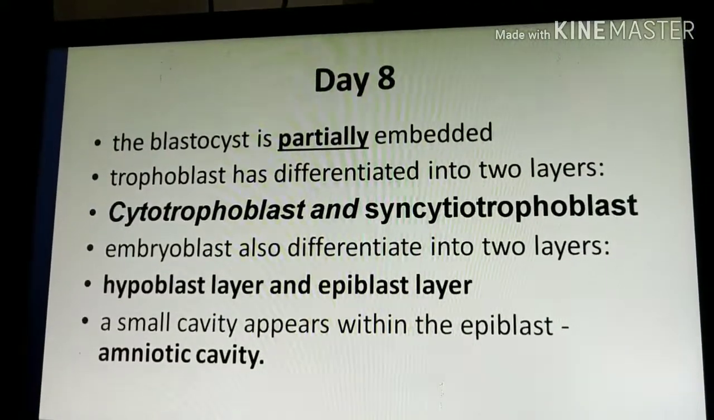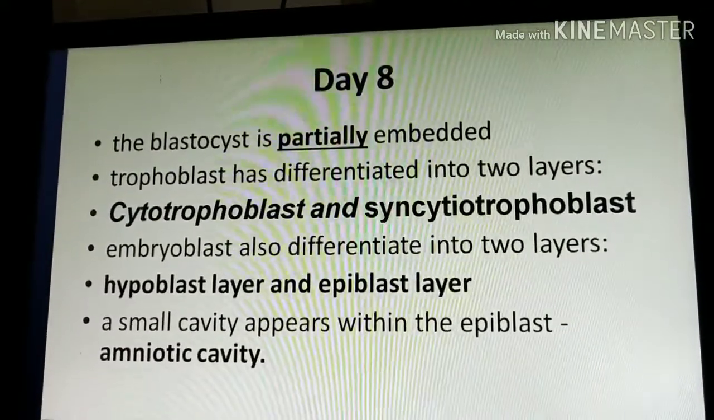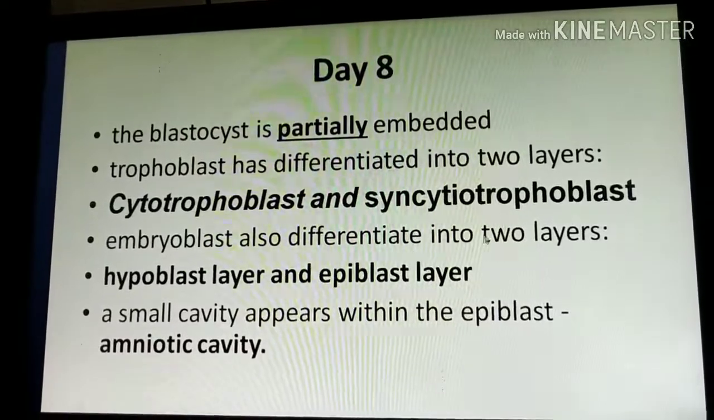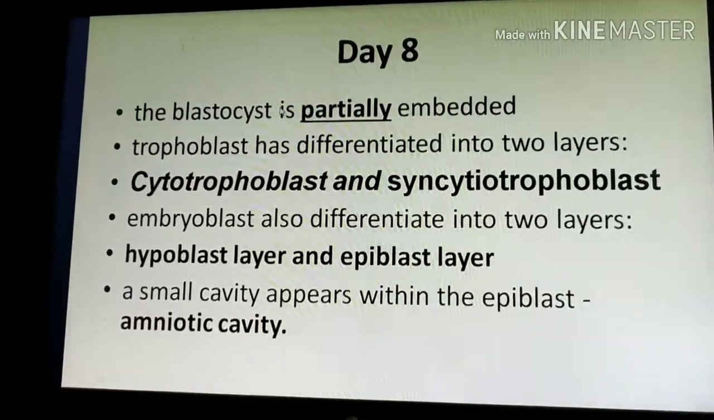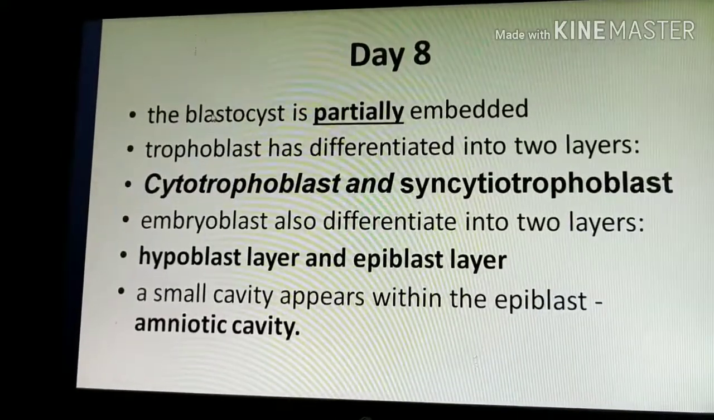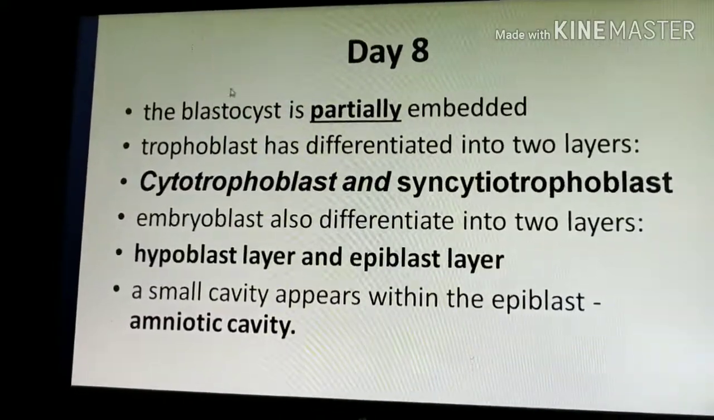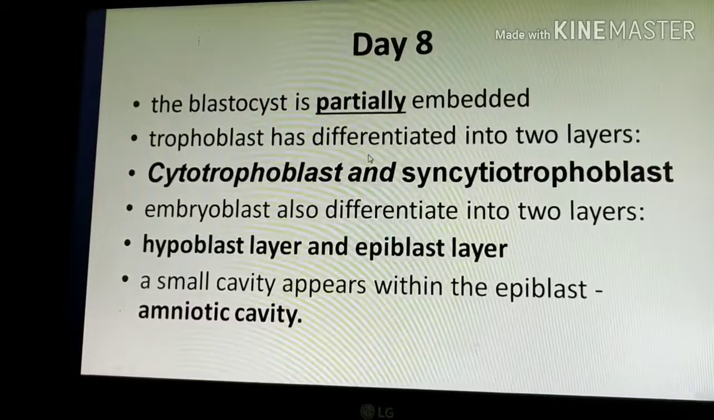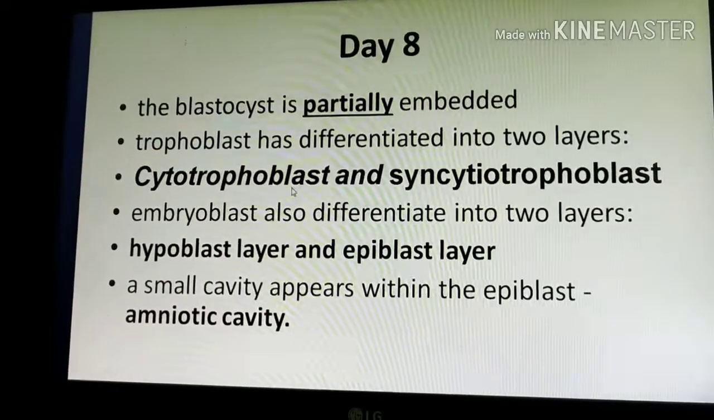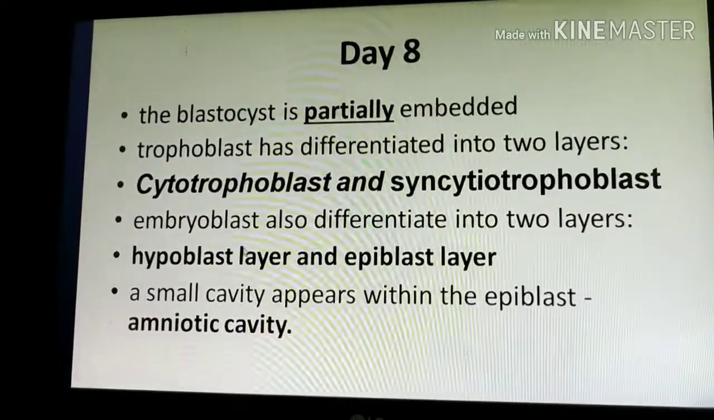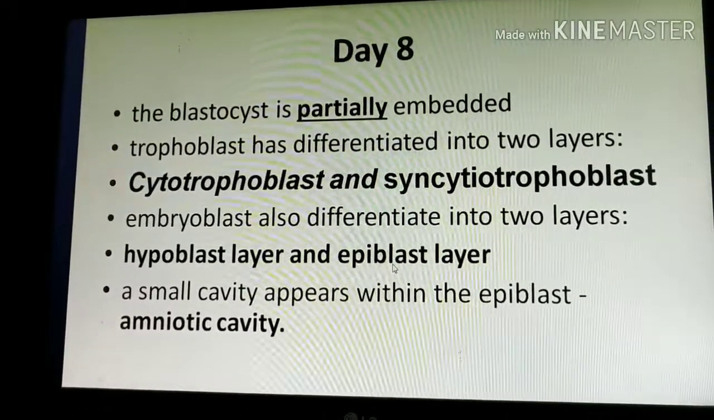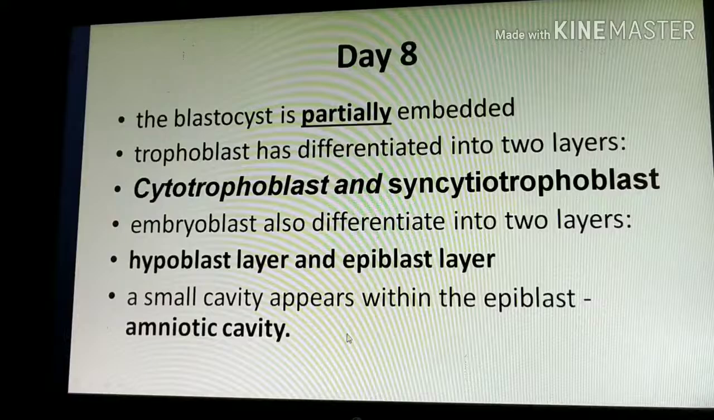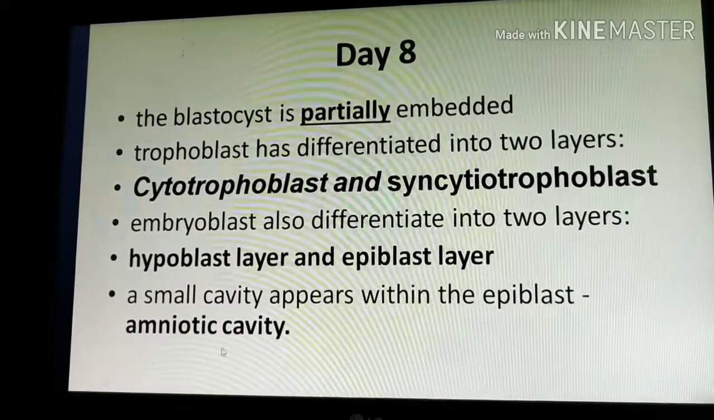So if we summarize day 8, what are the events that occurred? First, the blastocyst is partially embedded; embedding is not complete on day 8. The trophoblast differentiates into two layers, cytotrophoblast and syncytiotrophoblast. The embryoblast differentiates into two layers, hypoblast and epiblast. And a small cavity appears within the embryoblast, known as the amniotic cavity.